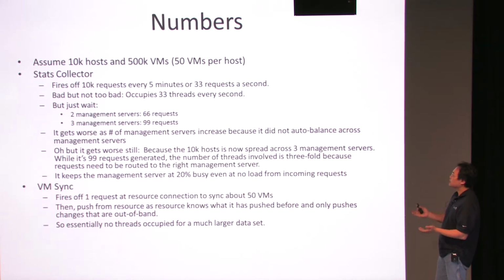Because it does the exact same thing for each management server, as you scale the management servers, it gets worse. On 2 management servers, it goes to 66 requests. On 3, it goes to 99. The number of requests it generates actually scales with the number of management servers.